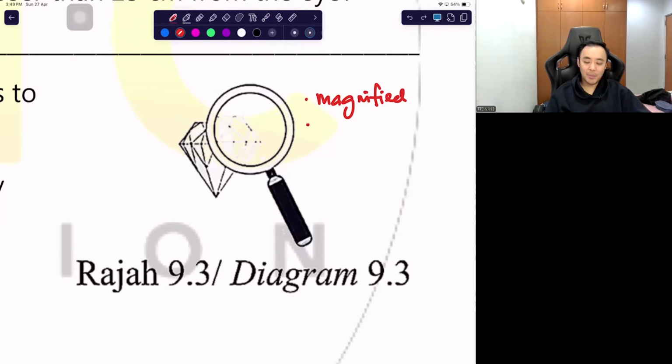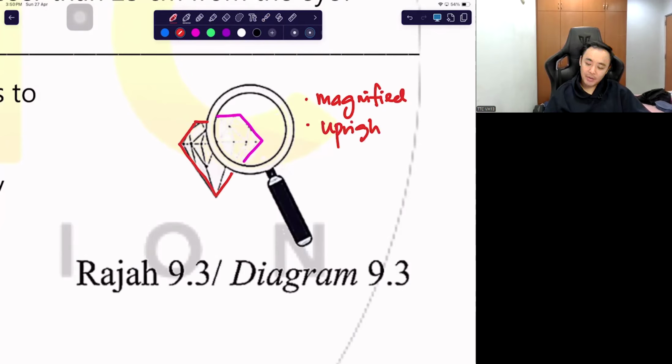Or you can literally see it from this diagram now. This is your original object, and your image looks like this. So is it upright or inverted? Same orientation or not, these two? Same or different? Same orientation, what do you call it? Upright or inverted? Yes, it's upright.